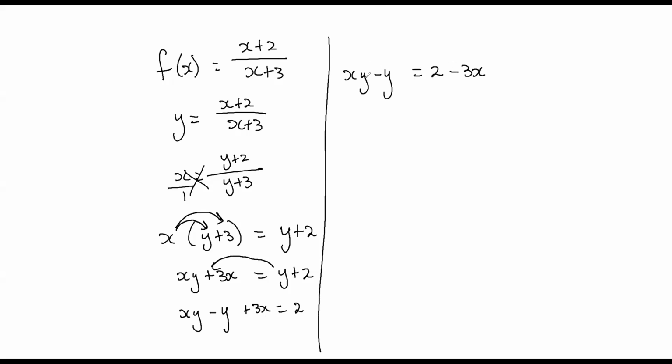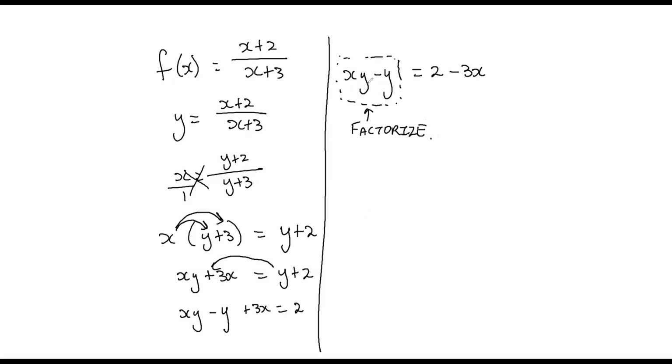Now we're gonna get rid of the x. But to get rid of the x, you can't just divide it out because you have 2 terms on this side. So whenever you have something like this occurring, you have to factorize.